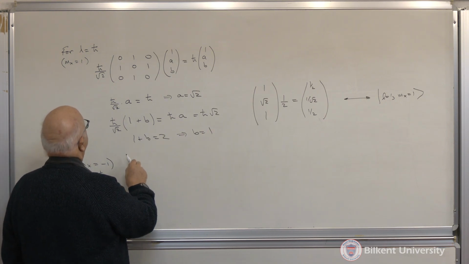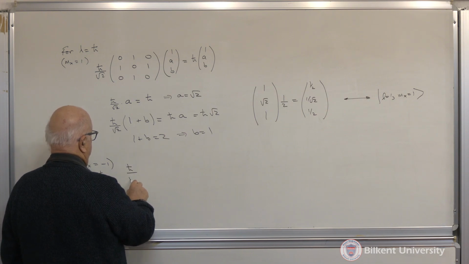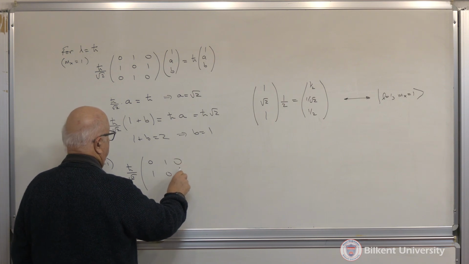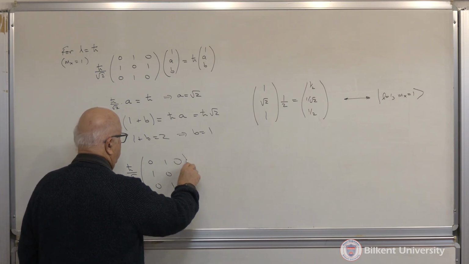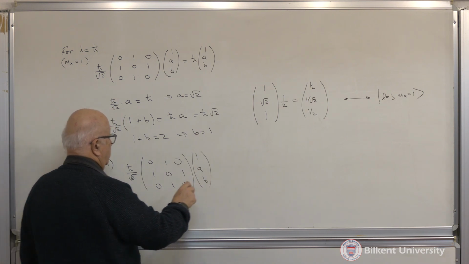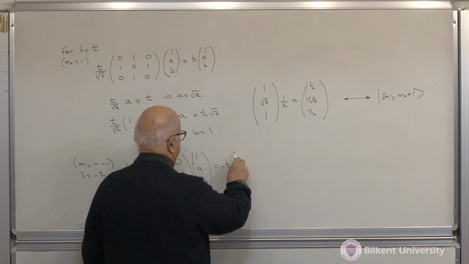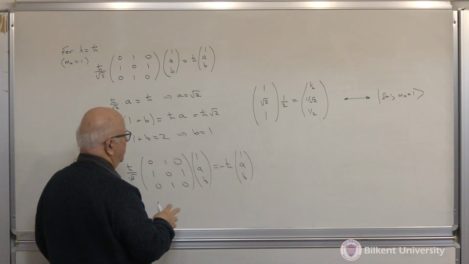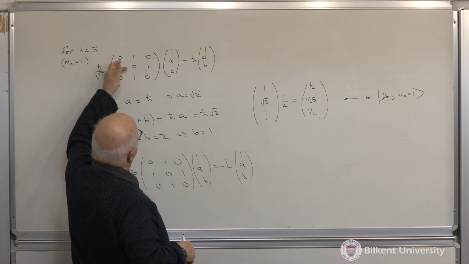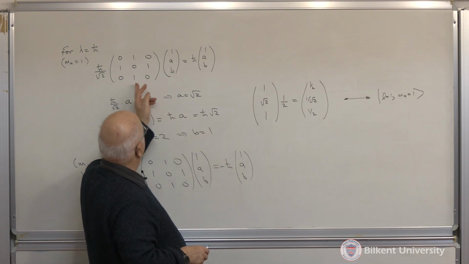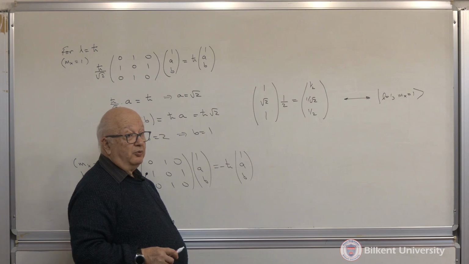So just the same algebra: h bar over root 2 times the matrix 0, 1, 0; 1, 0, 1; 0, 1, 0, times the vector 1, a, b is equal to minus h bar times the same thing, 1, a, b. So when I'm doing this algebra, I'm using the first line and the second line, but the equation, of course, must be satisfied also for the third line, right? Why am I never worrying about that?